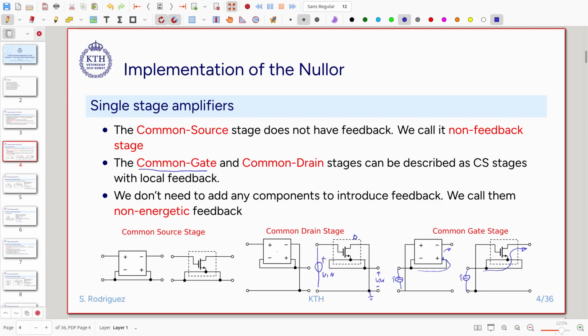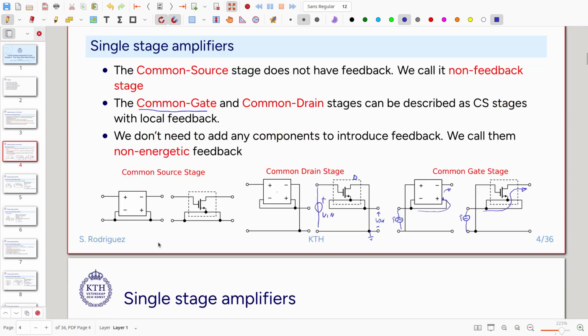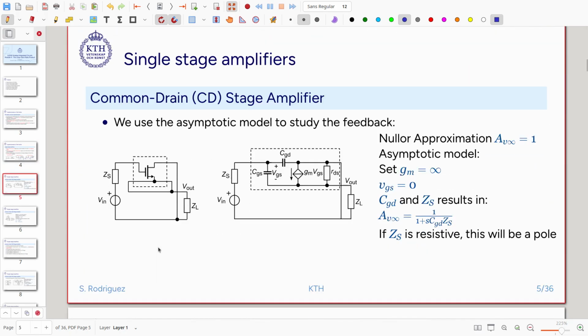So precisely as we did with the common source stage, we will calculate the gain and the position of the poles. We start with the common drain stage amplifier, and we are going to use the asymptotic model to study the characteristics of this amplifier. So we take again the asymptotic model. We have something like this.